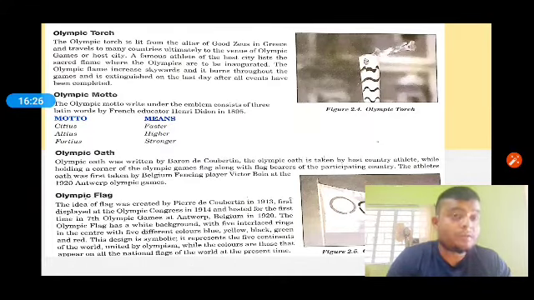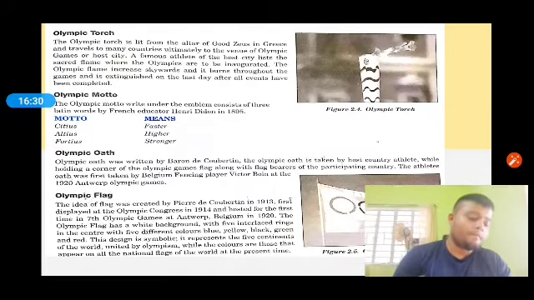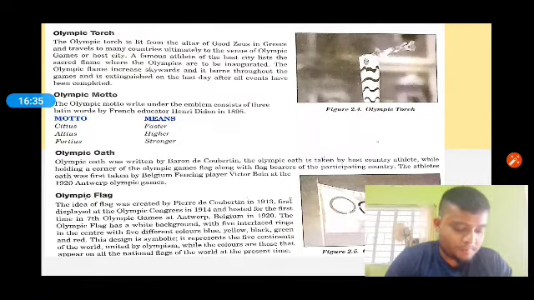Now there's the Olympic flag, which I hope you must have seen, which consists of the 5 rings: blue, yellow, black, green and red, and it represents the 5 continents. You know the 5 continents, right? Blue for Europe, black for Africa, red for America, yellow for Asia, green for Oceania. Now the white color of the flag signifies peace, serenity and purity.